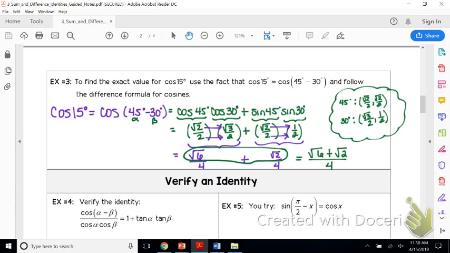Now, can I combine the square root of 6 plus the square root of 2? No, they have to be exact radicals in order for me to be able to add or subtract them. And so that's as far as we can go, and this will be our exact solution.